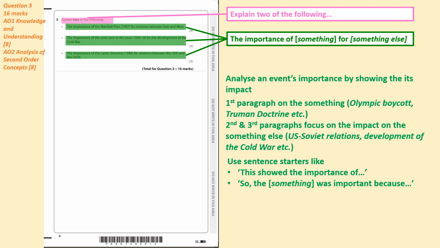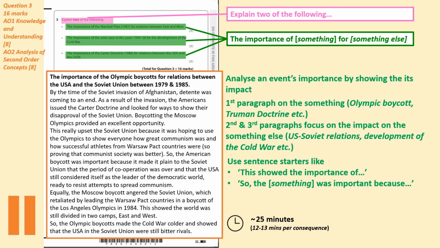This question has 3 choices, from which you must answer 2. The entire question should take about 25 minutes, with each choice of question taking about 12 to 13 minutes each. Pause the video and read my example answer. Remember, this is only one answer. Question 3 requires 2.